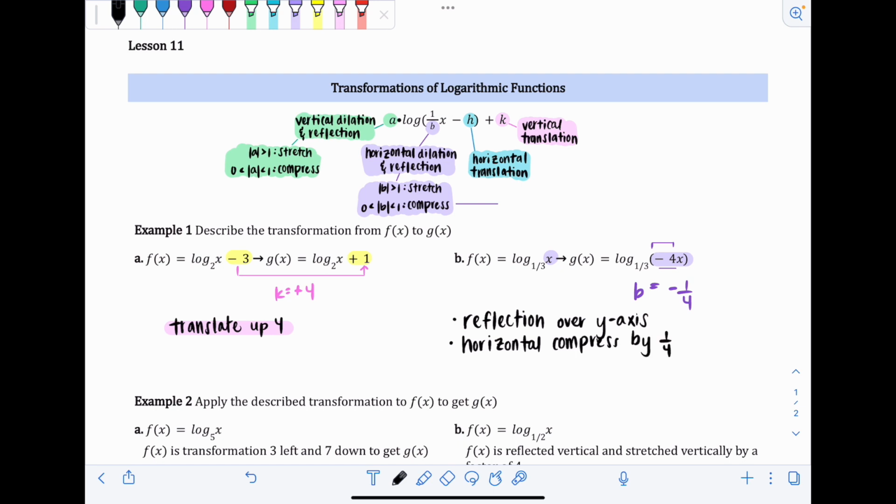Okay, so I'm just going to shorten compression down to compress, but there's two transformations happening here. Again, a reflection over the y-axis, that's the negative aspect of it, and then the 1/4 gives us a horizontal compression by 1/4. And it's horizontal because it's that b value that's changing. It's the number that's inside the parentheses with the x, so it's going to be a horizontal dilation.